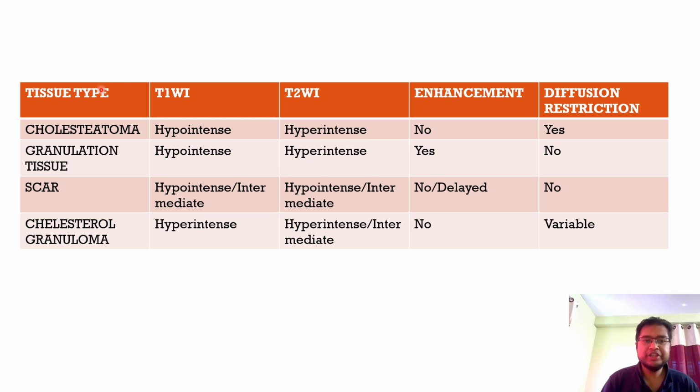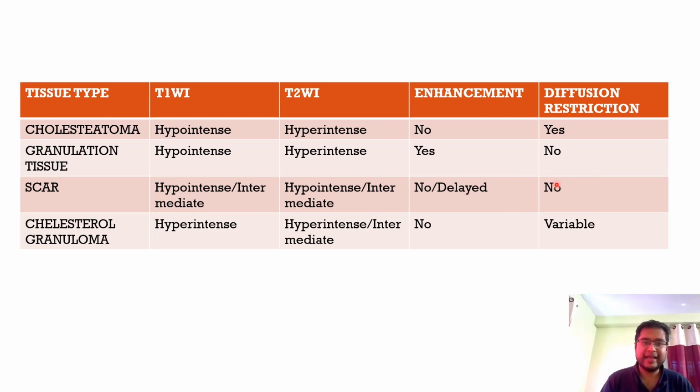What tissue gives which signal on MRI is very important. Cholesteatoma appears hypointense on T1, hyperintense on T2, shows no enhancement, and it shows diffusion restriction, just like an epidermoid cyst. While granulation tissue will appear hypointense on T1, hyperintense on T2, just like a cholesteatoma, but it will not show any restriction on DWI, and it will show subtle post-contrast enhancement. While a scar tissue will appear hypointense or intermediate intensity on both T1 as well as on T2, and it will show no or delayed enhancement and no diffusion restriction.